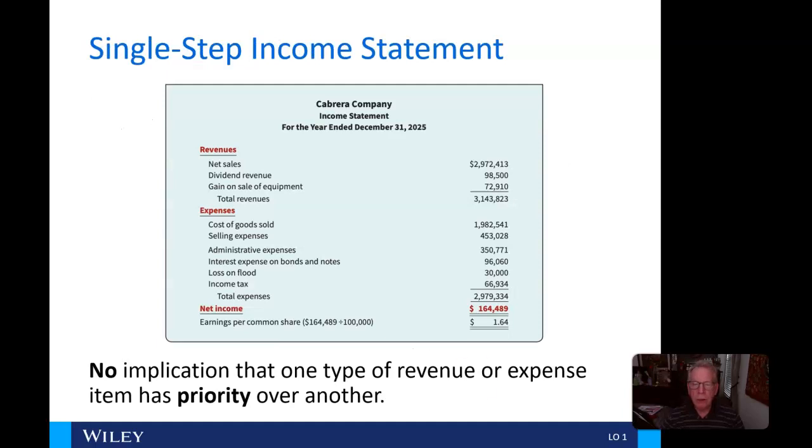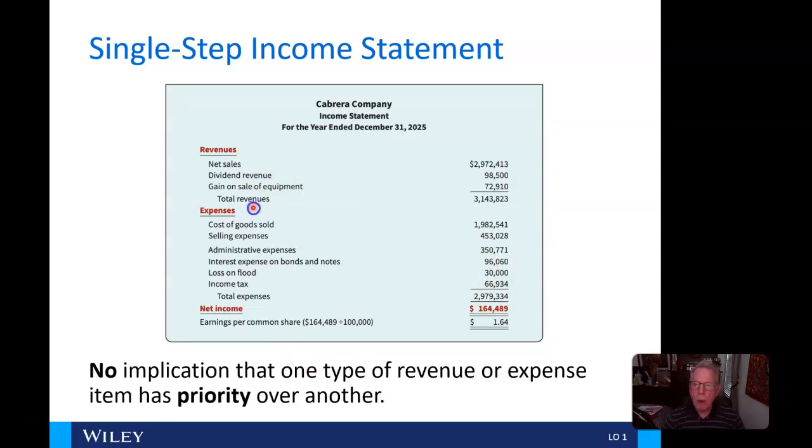All right. So here is our income statement with that $1.64. There's no implication that one type of revenue or expense has priority over another. So expenses are expenses. Here we have some selling expenses, some admin expenses, some other kinds of items that are expenses. And so this is the single step income statement in this case.